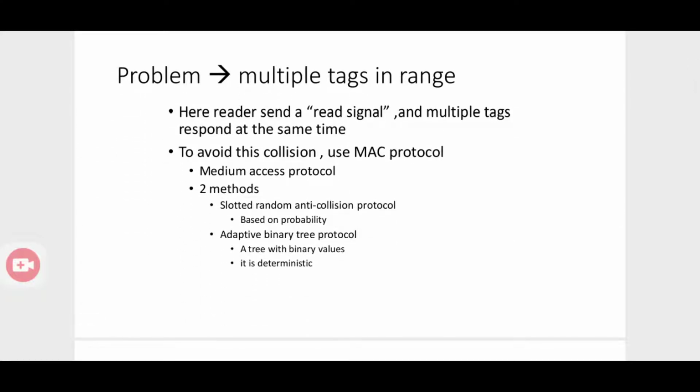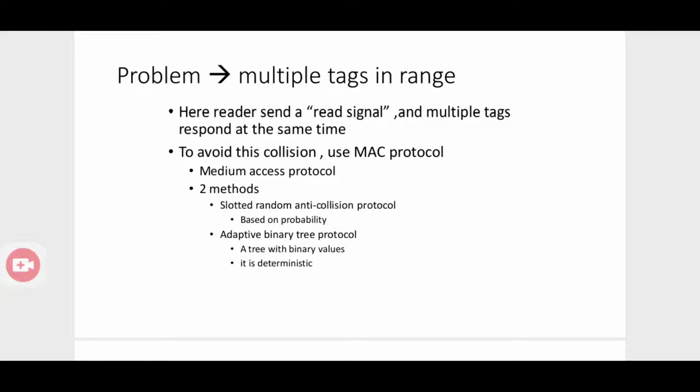So there is a problem in using this RFID. Here the reader sends a read signal and sometimes multiple tags respond at the same time. So there will be a collision occurring. So to avoid that collision, we can use some MAC protocol, actually medium access protocol. We can use two main MAC protocol mechanisms, that is the slotted random anti-collision protocol, which is actually based on probability, and the adaptive binary tree protocol, which is actually a deterministic mechanism that uses a binary tree with binary values.